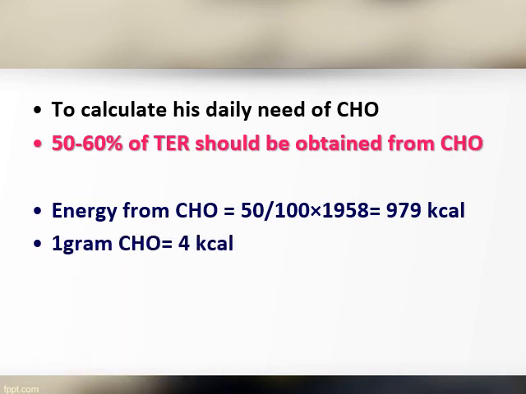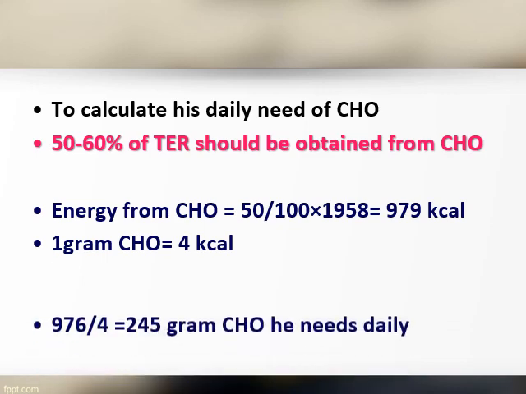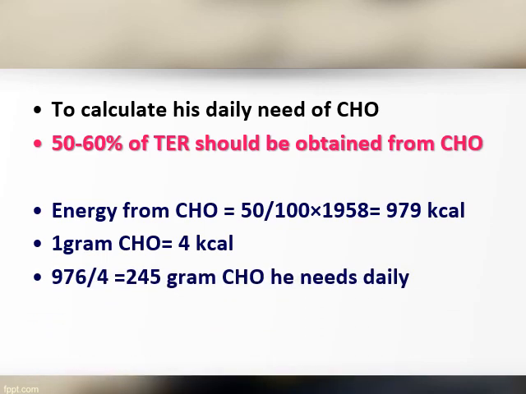As you know, 1 gram of carbohydrate releases 4 kilocalorie. So, by dividing the energy from carbohydrate, 979, by 4, which is the kilocalorie released from each gram of carbohydrate, the result will be 245 grams of carbohydrate he needs daily.